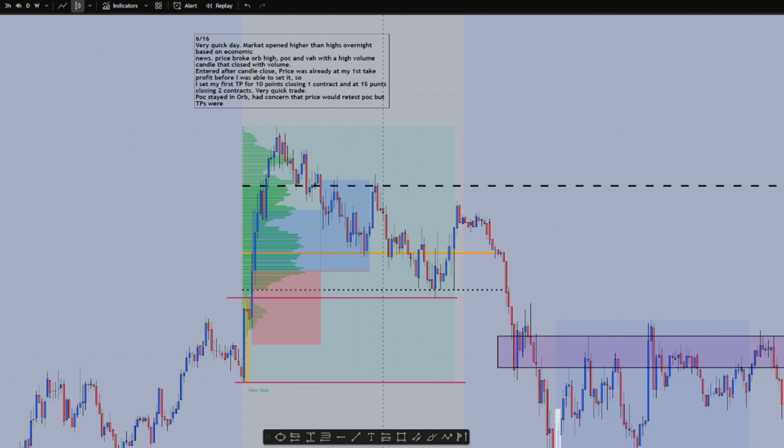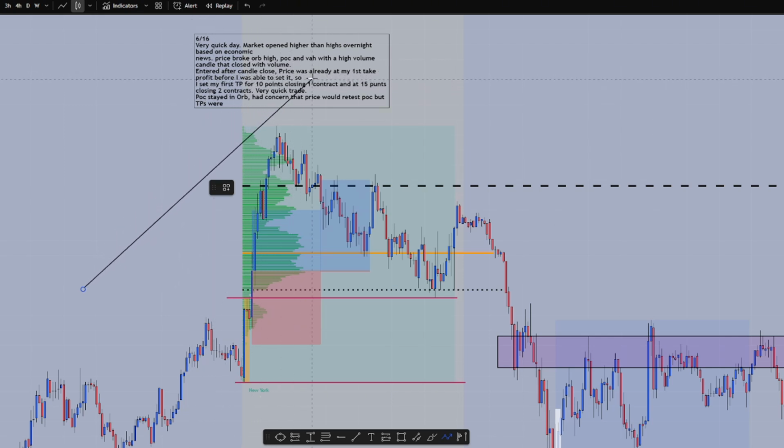So first, I'm going to start with reading my notes, and that'll put you in the mind state that I was in. So, 6/16, very quick day. Market opened higher than highs overnight based on economic news. Price broke ORB high, POC, point of control, and value area high with a high volume candle that closed with volume. So I entered after candle close.